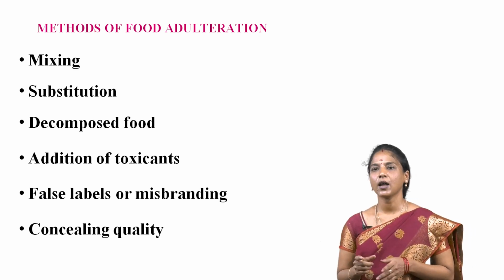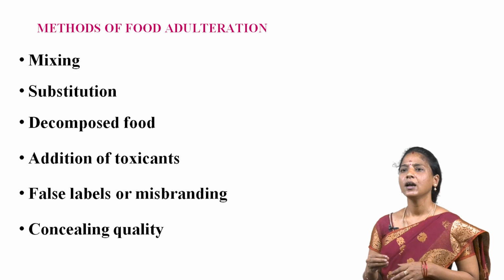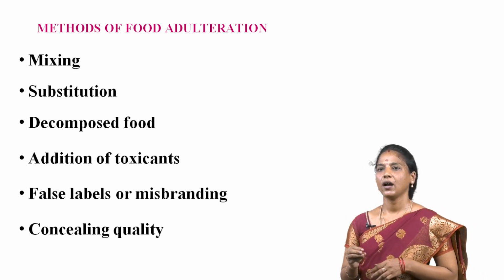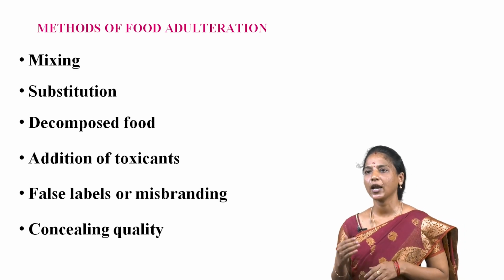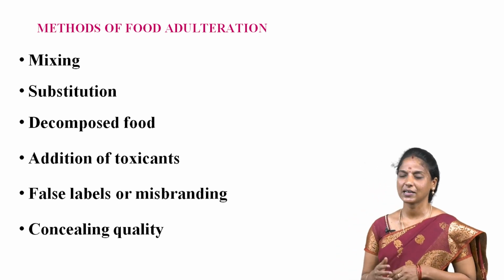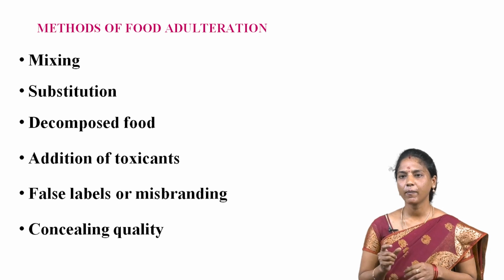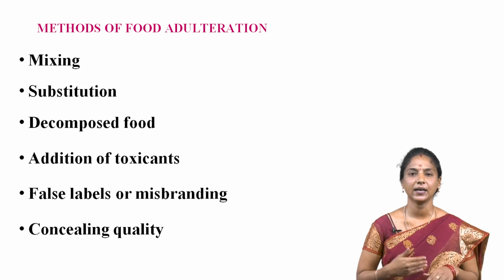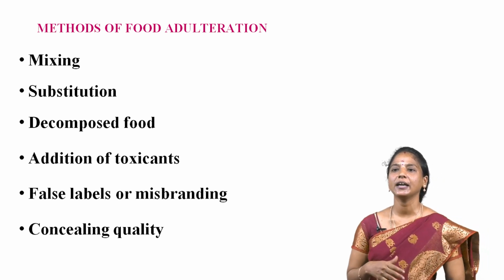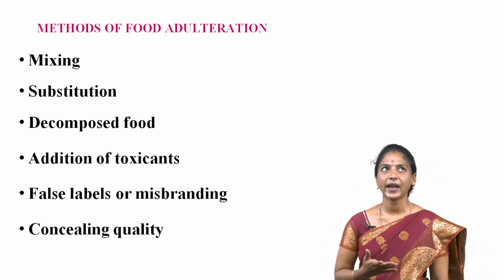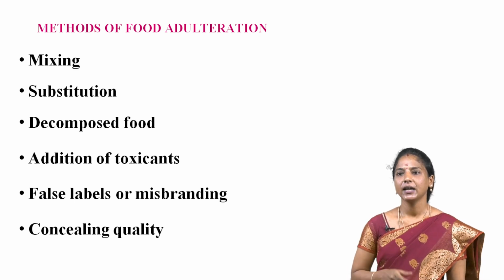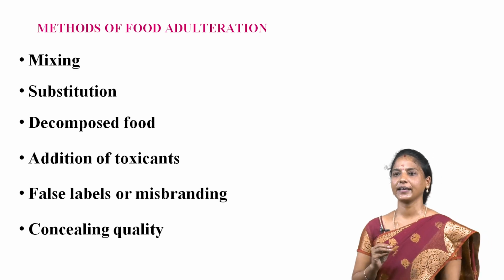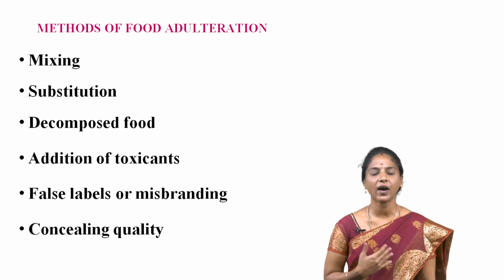Next one, addition of toxicants. Adding non-edible materials such as mustard oil, argemone, non-permitted preservatives, poor value coloring agents, etc. Next one, false labels or misbranding. It is changing the manufacture and expiry dates, including duplicate foodstuffs. The final one, concealing quality, trying to hide the food standard, e.g. adds quality food captions to lower value items for sale.